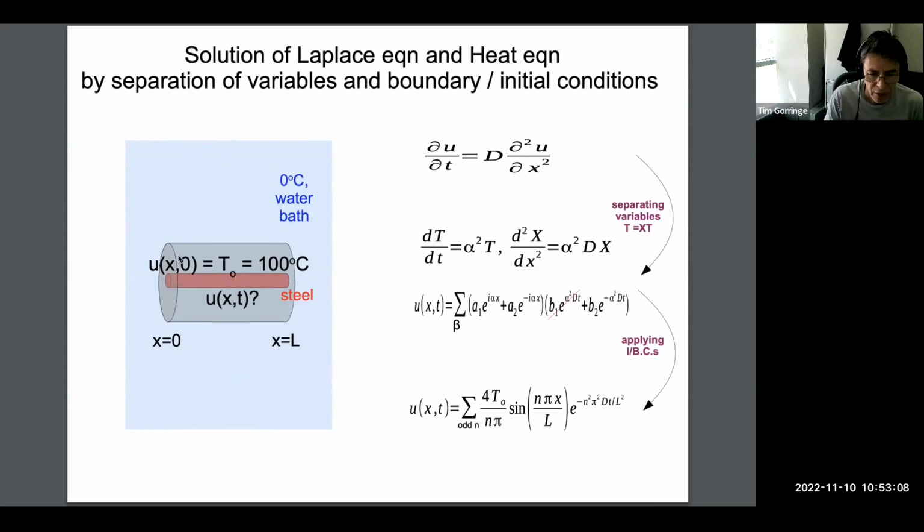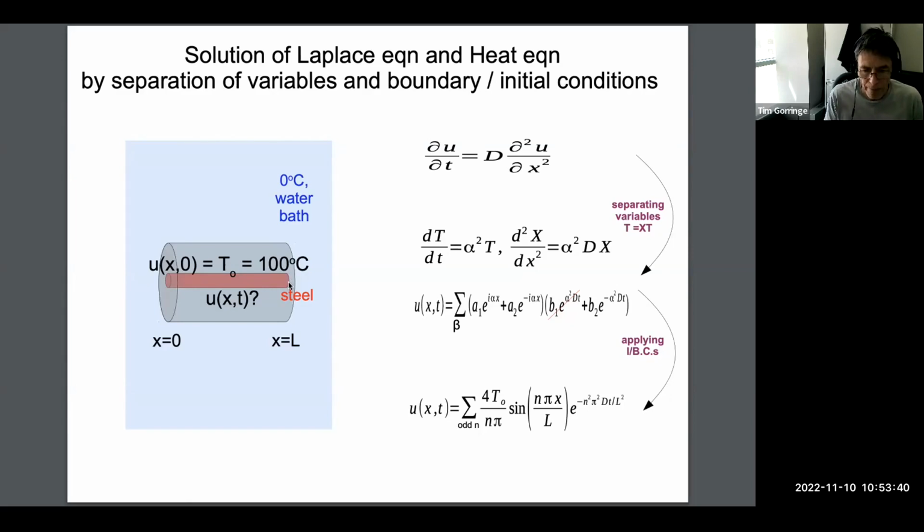So I'm imagining some very large bath of cold water. And into that very large bath of cold water, I'm dropping a hot steel rod, initially at 100 degrees Celsius. I've arranged that the cylindrical walls of the steel rod are insulated with some insulating material, and only the left-hand end and the right-hand end cap are exposed to the water.